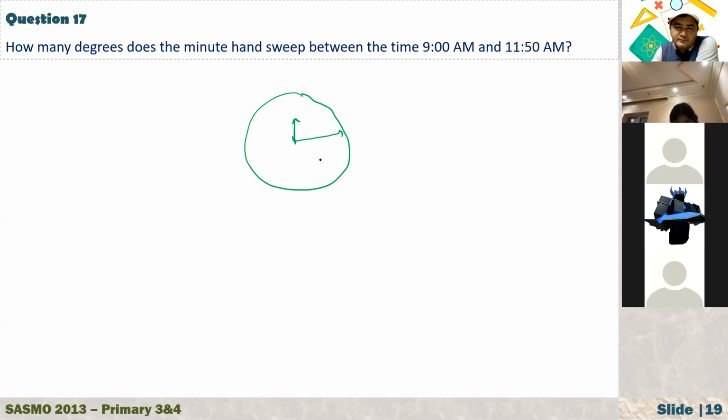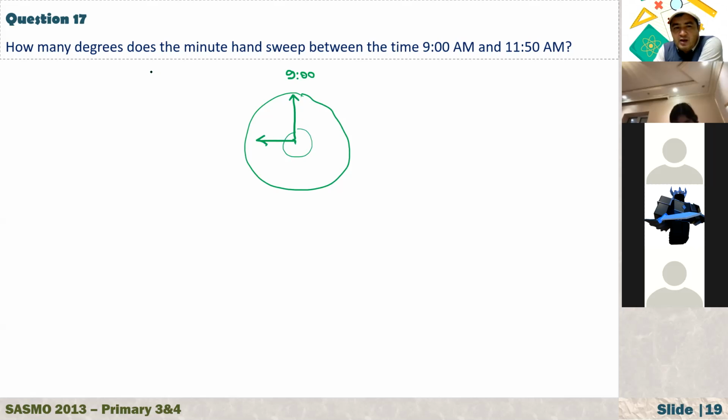Do we get the average of how much the minute hand sweeps, or do we have 9 a.m. here? First, if I just write 9 a.m., 9 a.m. means here, right? Let me just redraw this. Okay, 9 a.m. The minute hand moves like this, right? The minute hand moves 6 degrees per minute, and in 1 hour, we know that the minute hand moves how many degrees? 360, right?